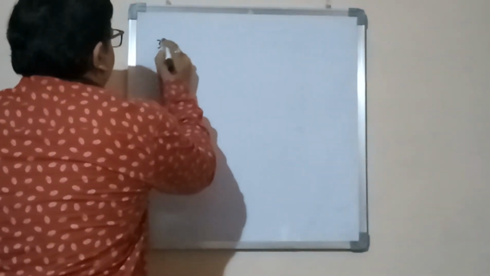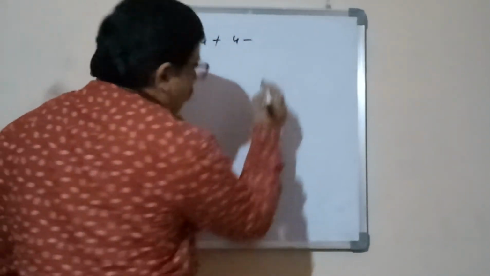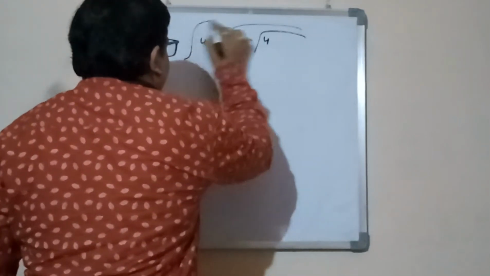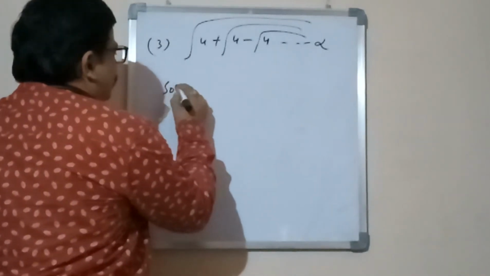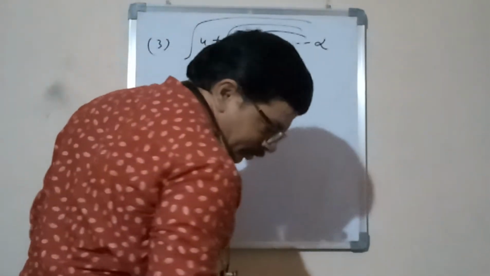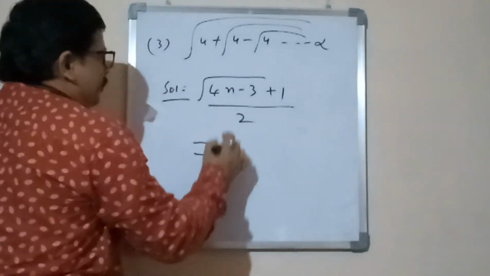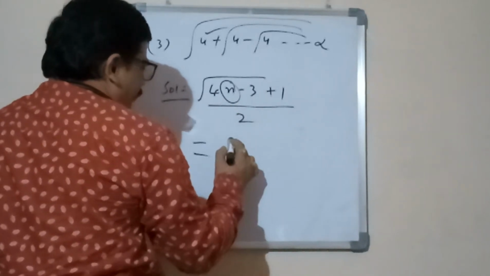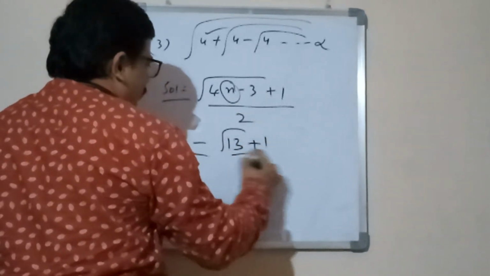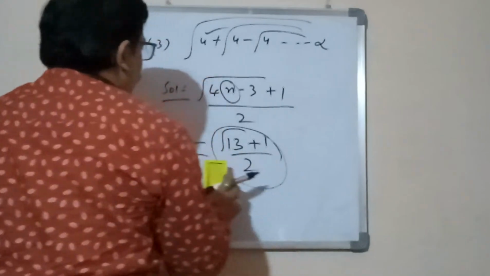Now the third bit, look here. Four plus, again four minus four, this type goes on to infinity. Just look here, this one formula is the solution formula: 4n minus 3 plus 1, by 2. Just substitute here n equals 4, 4 fours are 16, 16 minus 3 is 13, 13 plus 1 by 2. This is the actual answer.